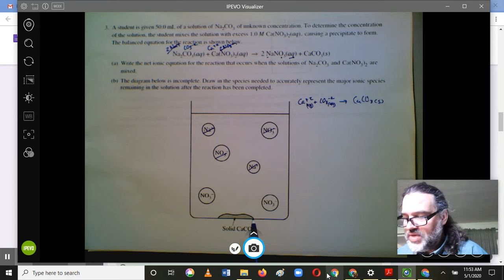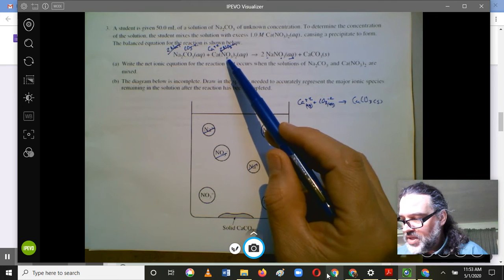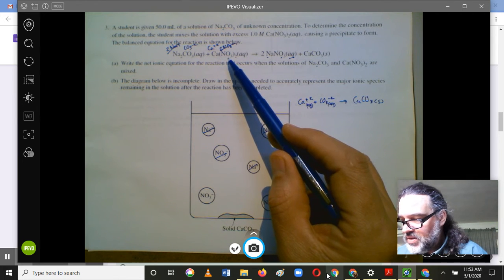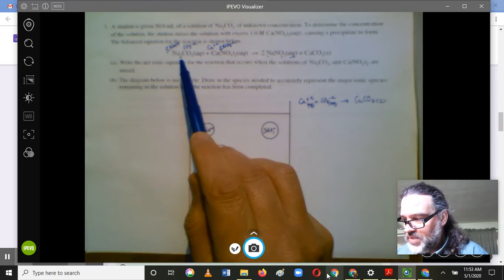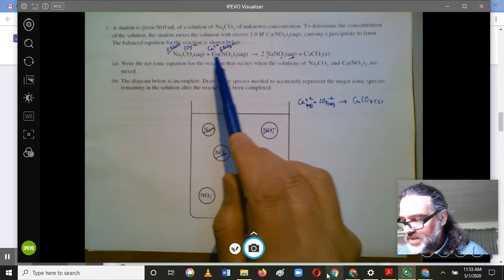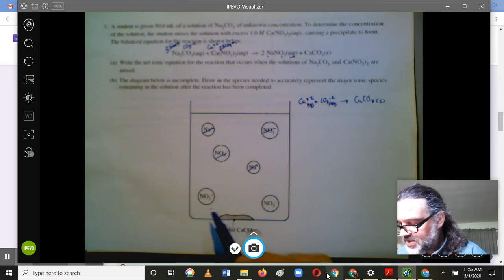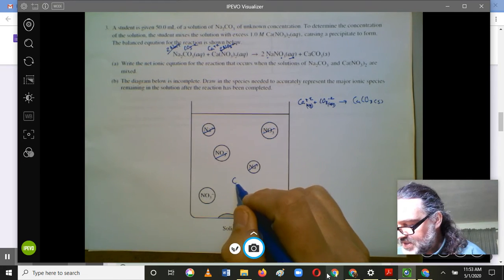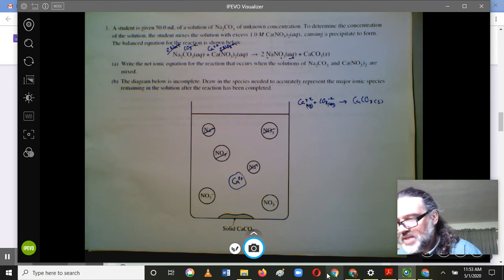Where would those 2 nitrates come from? They must have come from a calcium nitrate that wasn't the limiting reactant, right? Because we know that this was added in excess. This was the limiting reactant. So there must be some excess calcium. The 2 nitrates would probably signify that there's 1 calcium ion excess. That would be the simple way to do it, just so that you keep the ratios of calcium and nitrates.